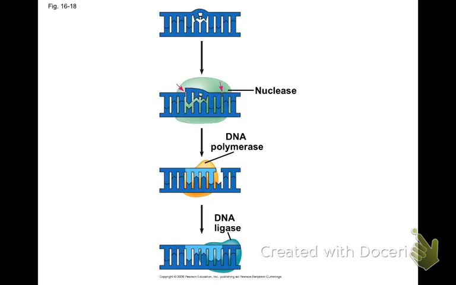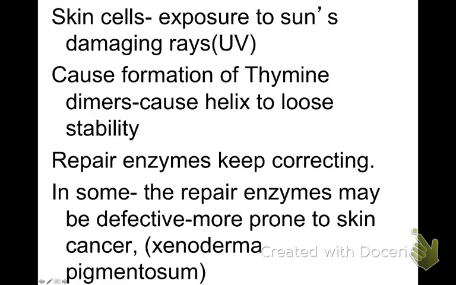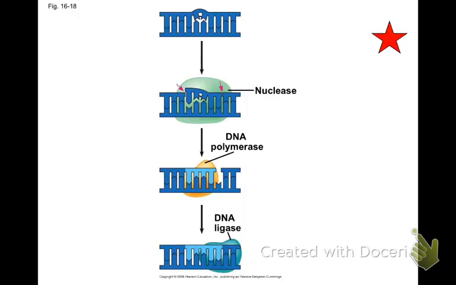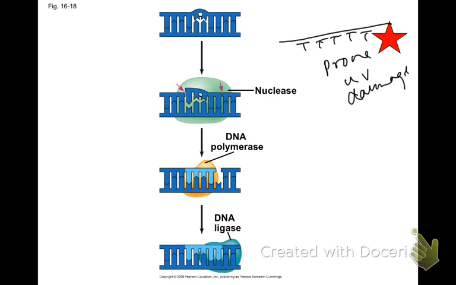Okay, if you have UV exposure, in your DNA, if there is a certain spot where there is a lot of T's together, that area is prone to UV damage. What happens is the UV makes the DNA make a mistake in bonding. So T and T will bond and they call it a thymine dimer.